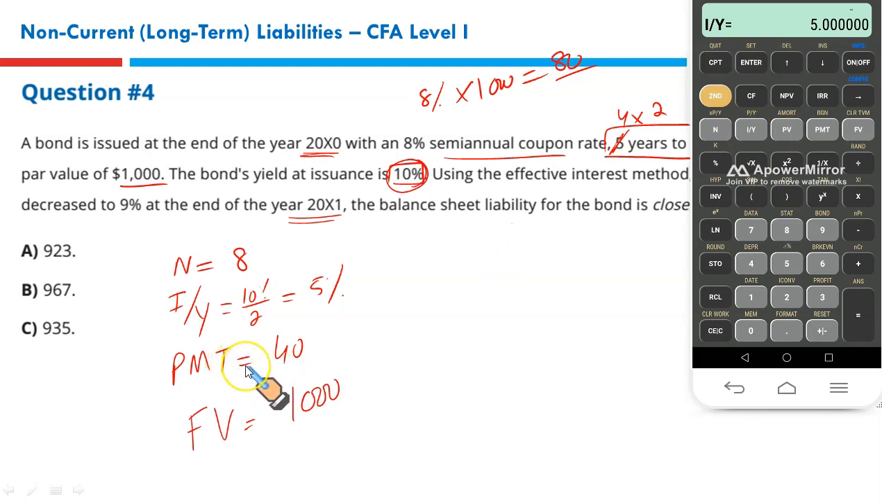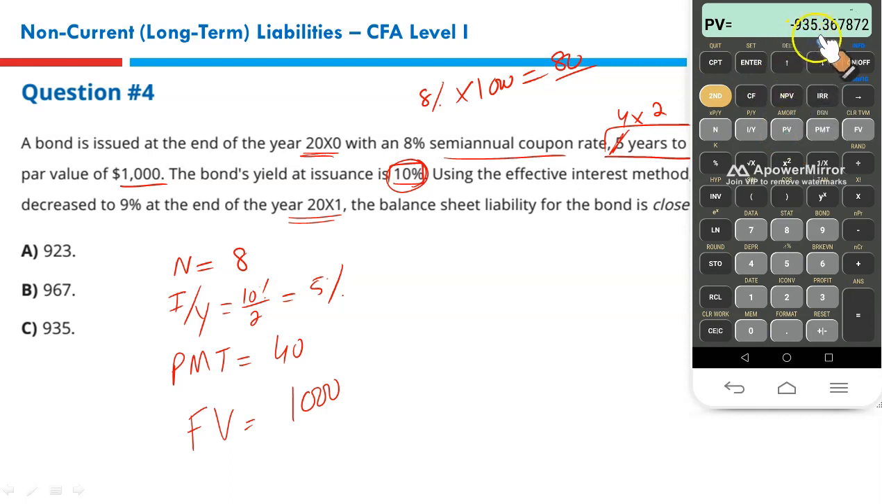Next, the interest payments, 40. And then you need to press this button, PMT. And then you need to enter $1,000 and press FV, the future value. All values have been entered. You have entered the periods, the interest, the interest payments, and the future value. What you need to do is press CPT, compute. We need to calculate the present value.